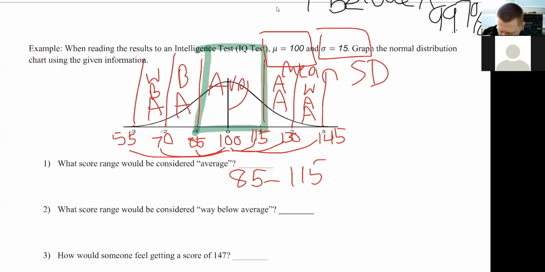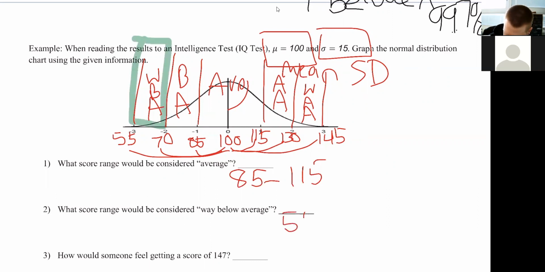What score range would be considered way below average? So way below average based on our labels would be from here to here. So that would be 55 to 70. So if you got a 55 to 70 on this IQ test, you'd be considered way below average.